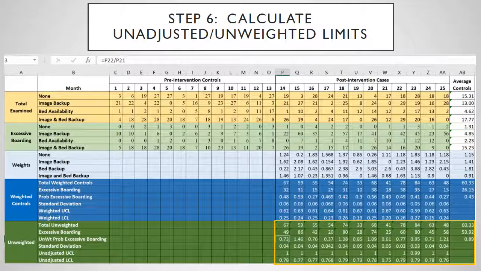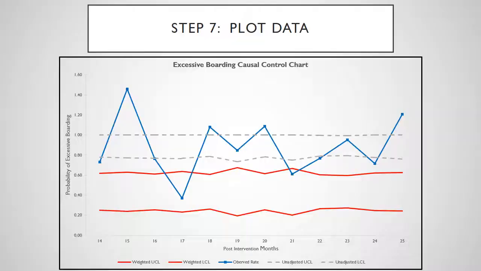Another important aspect of this is calculating the unadjusted or the unweighted control limits. So this kind of helps us bring into perspective how things look when unbalanced. After plotting our data into a control chart, we get the above view. The plotted observed rate is the unadjusted probability of excessive boarding. In this control chart, the weighted or balanced control limits are shown in the solid red line, and the unweighted limits are shown in the dashed red line.